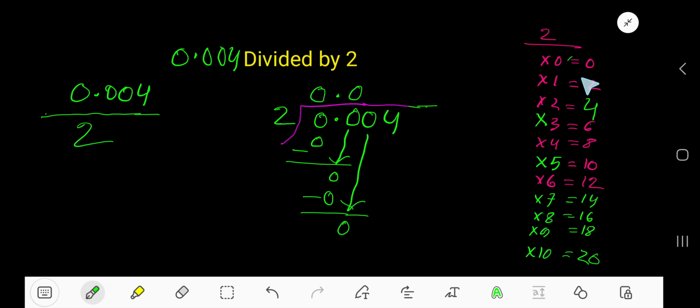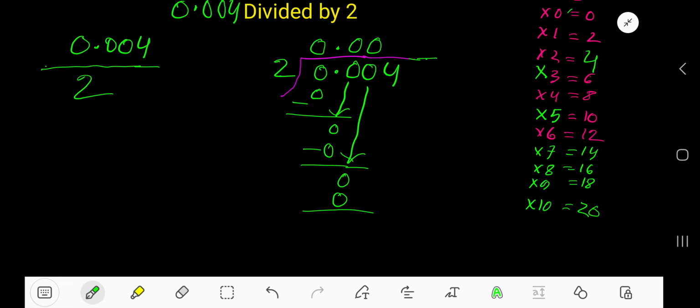2 goes into this 0 how many times? 0 times. 0 times 2, 0. Subtract, you are getting 0. Bring down this 4.